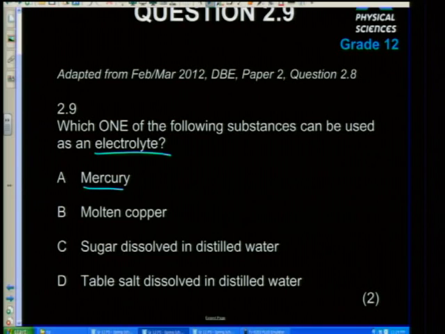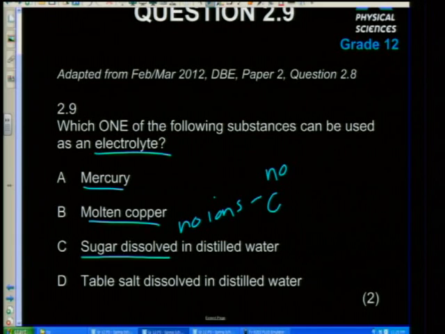Mercury. No, you wouldn't want to use mercury. Even though it's a liquid, it doesn't have charges in it. We're not going to use molten copper. It could be used in electrolysis, but we're not going to use it as an electrolyte. Dissolved sugar. Well, when you dissolve sugar, there are no ions formed. So it's not going to conduct. It's going to be a non-conductor. No conduction. So it can't be that one.